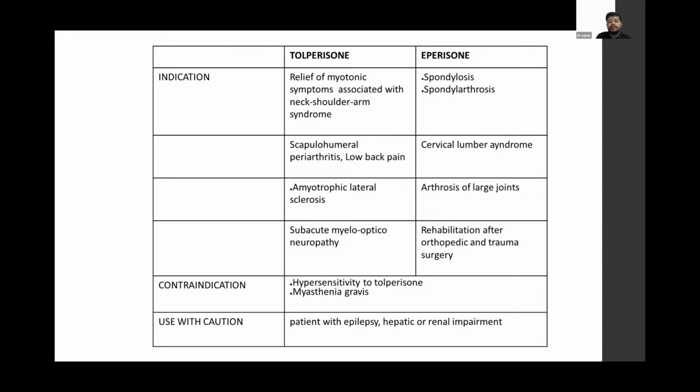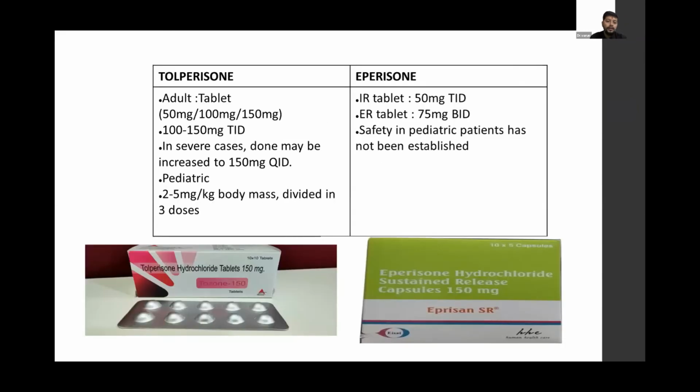It is contraindicated in hypersensitivity to tolperisone or eperisone and myasthenia gravis, and used with caution in patients with epilepsy, hepatic, or renal impairment. Dosage for tolperisone: tablets are available in 50, 100, and 150 milligram, and in severe cases, the dose may be increased to 150 milligram 4 times a day. For eperisone, the immediate release tablet is 50 milligram, used 3 times a day, and the extended release tablet is 75 milligram, used twice a day.